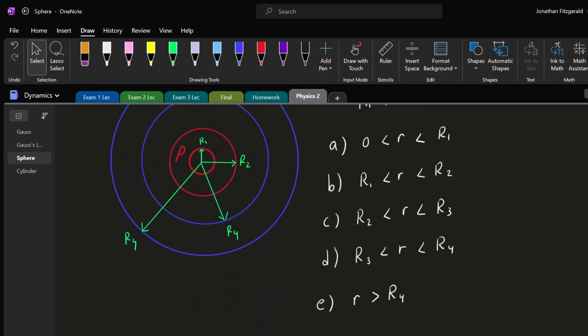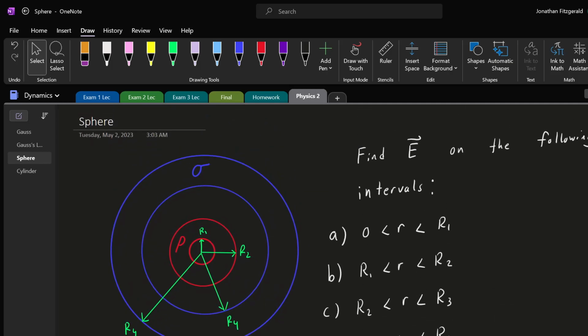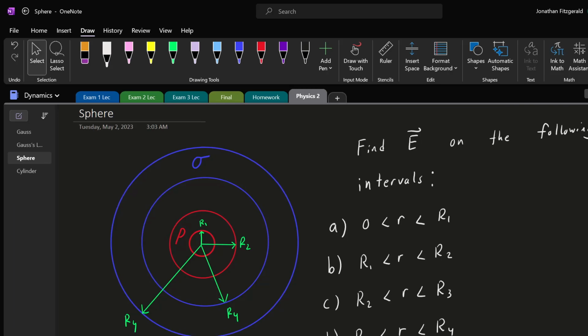All right, so now we're going to do a quick Gauss's law example problem. Here we're given a sphere, and the sphere is made up of, first in red, an insulator, and it has a charge density of rho. And this is a conductor, and it has a charge density of sigma.